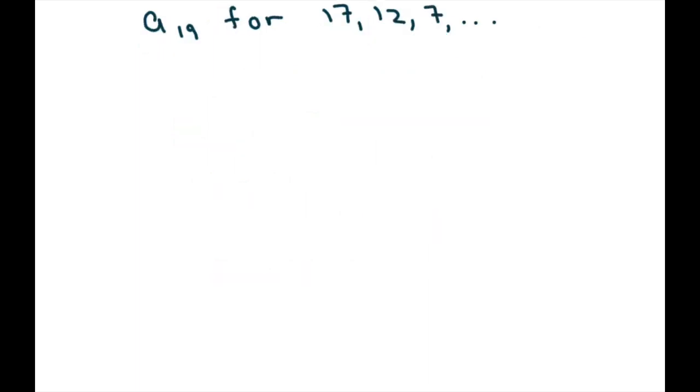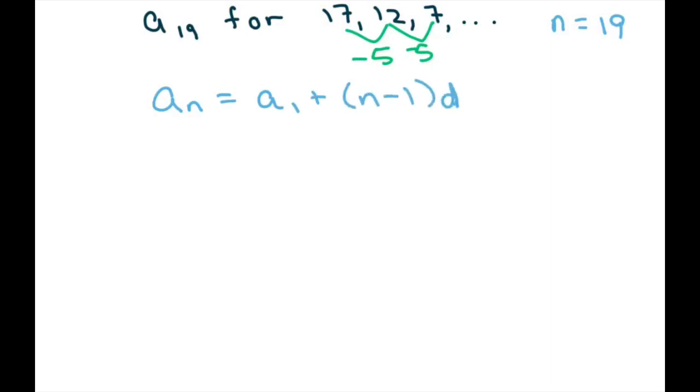All right, the next one is this one. Your common difference here is negative 5, because you keep subtracting 5. Our n is 19, and our first term is 17. So let me write the formula down. And we want our 19th term. First term is 17, and then we have 19 minus 1 times your common difference, which is negative 5.